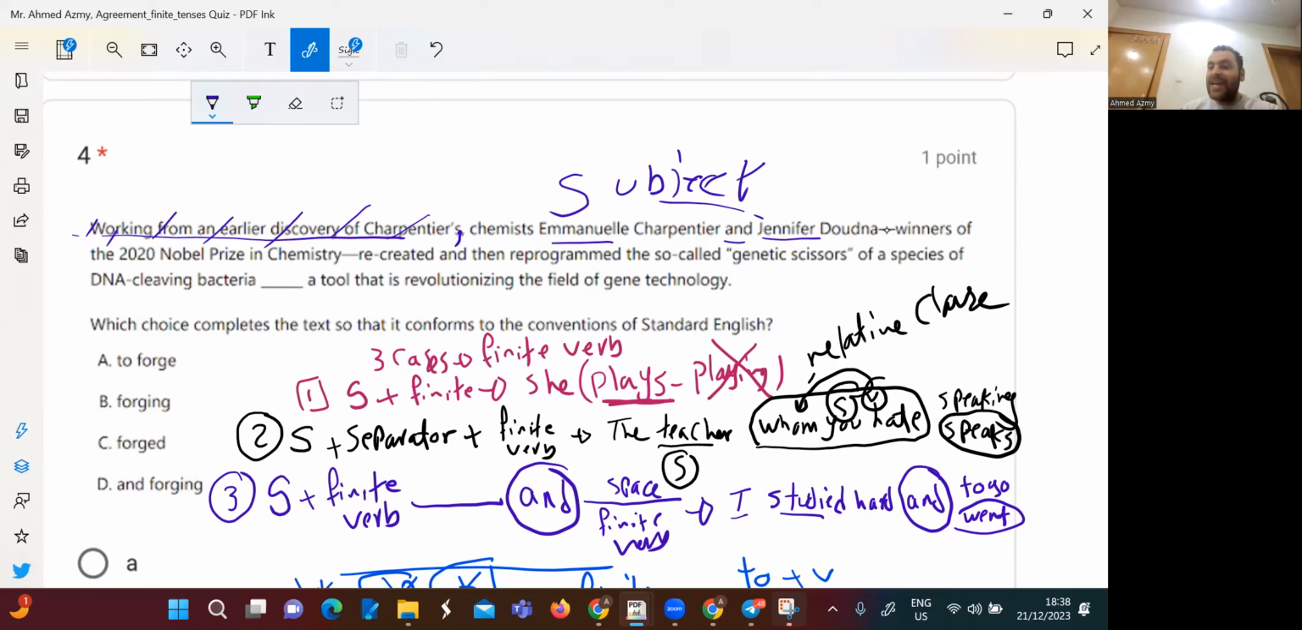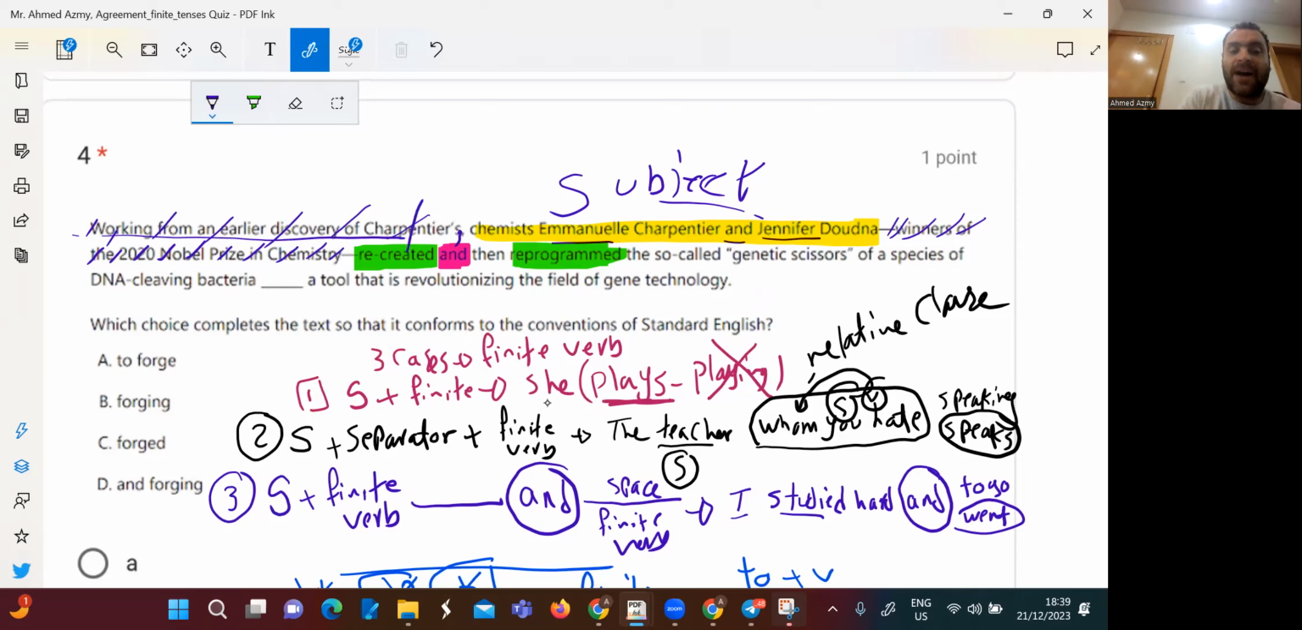Okay, my friends, here we have dash, clause, dash. It's a separator, eliminate. So this is the subject and the verb recreated, and we have and. So and means that we have what? Two finite verbs. So there is another finite verb, which is what? Reprogrammed. So they are recreated and reprogrammed.